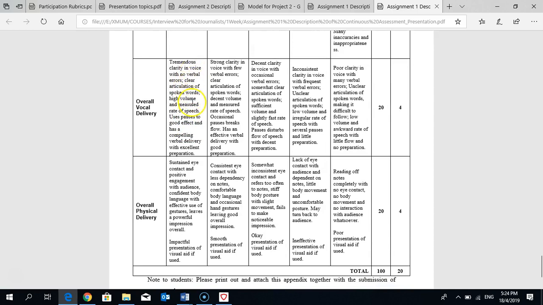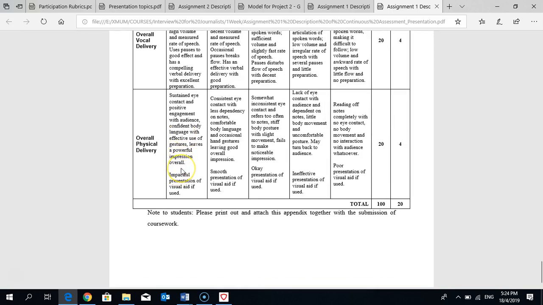Overall vocal delivery, tremendous clarity in voice, with no verbal errors, clear articulation of spoken words, high volume, and measured rate of speech, uses pauses to good effect, and has a compelling verbal delivery with excellent preparation. And then the physical delivery, sustained eye contact and positive engagement with audience, confident body language with effective use of gestures, leaves a powerful impression overall, impactful presentation of visual aid if used.